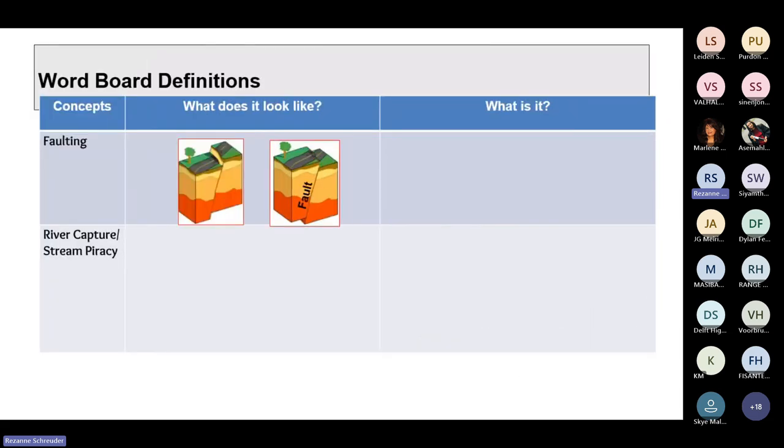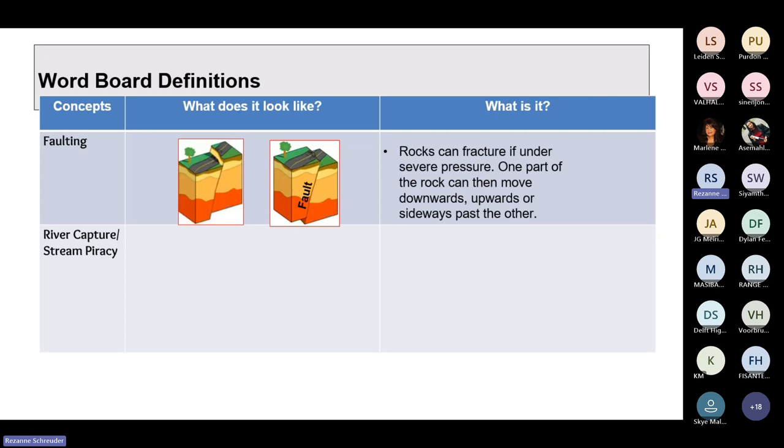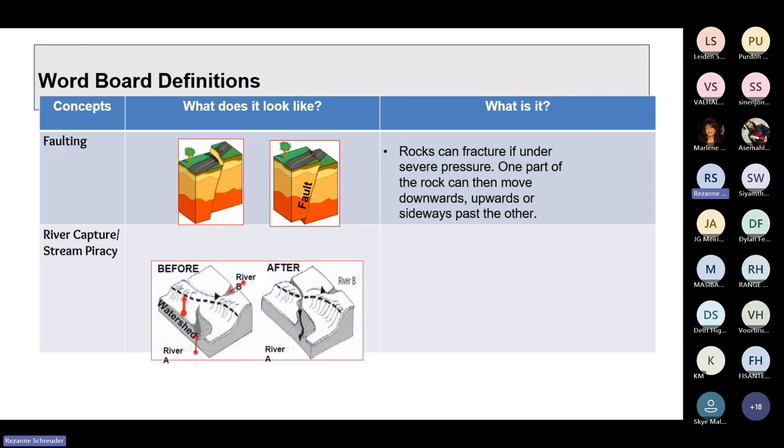Right, so the next one is faulting, so a little bit of grade 10 work. Rocks can fracture if under severe pressure, and then one part of the rock can move downwards, upwards, or sideways past the other. The one that I would like to look at is river capture or stream piracy. So let's have a look.